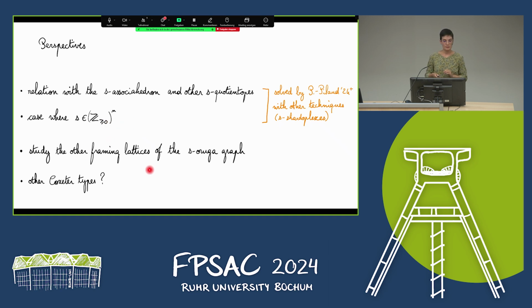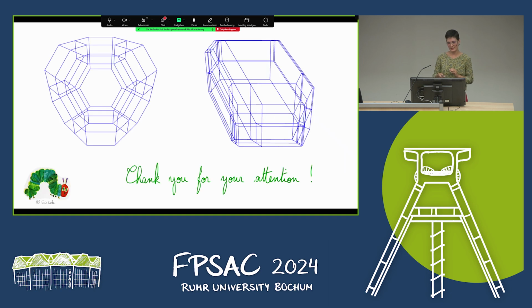Another question would be to still consider this s-oruga graph, but with other framing lattices. Do we have other interesting combinatorial families? This is related to the next talk by Matthias von Bell. And finally, we could wonder about other Coxeter types. So these are realizations that we obtained in dimension 3, and thank you for your attention.